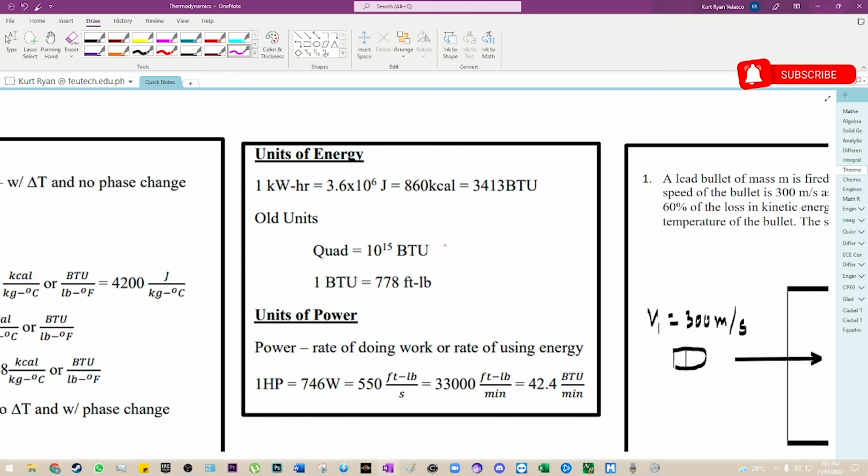Now for units of power, of course, power is the rate of doing work, or the rate of using energy. 1 HP, or 1 horsepower, is equal to 746 watts, or also equal to 550 foot-pounds per second, or 33,000 foot-pounds per minute, or 42.4 BTU per minute. Okay, so that's it. I think we can move on to some sample problems.